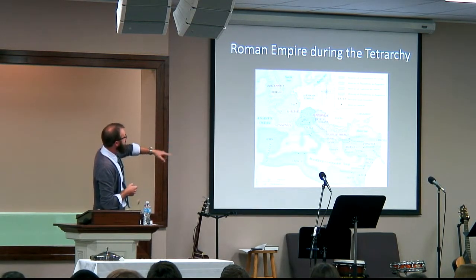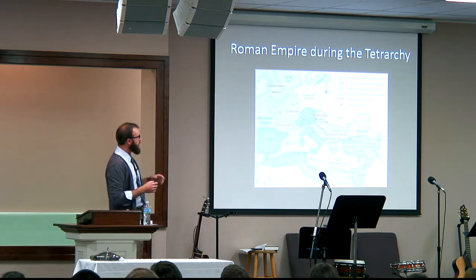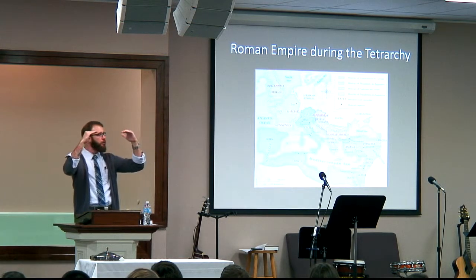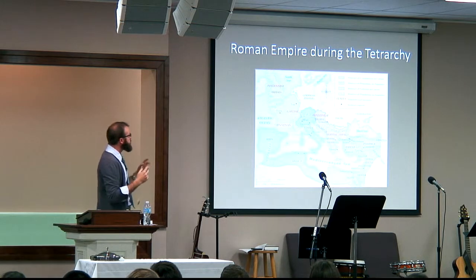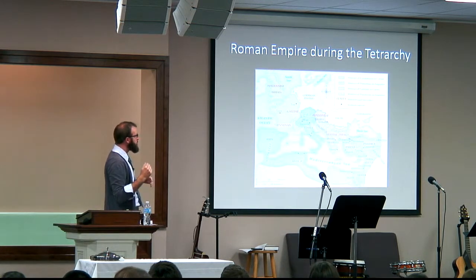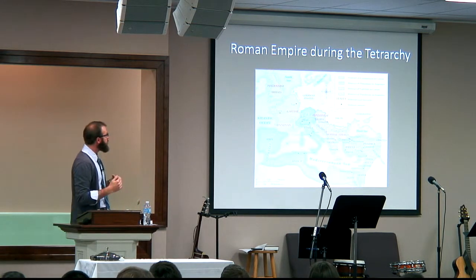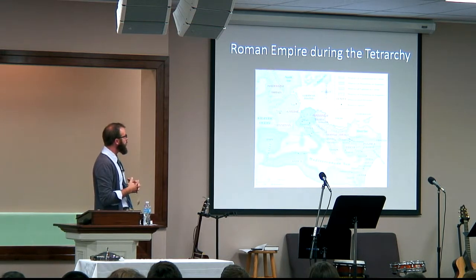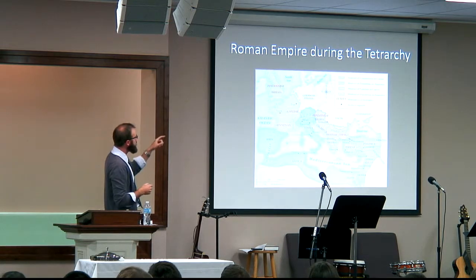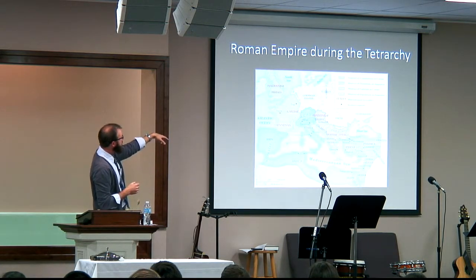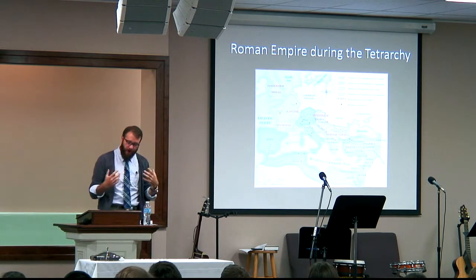And then you have other people. Maximian is going to be the other Augustus, or top-level emperor. And then you have two Caesars, one of them is going to be Galerius, who's the pagan who helps Diocletian institute the Great Persecution. And the other one is going to be Constantius Chlorus, who is going to reign in France and Britain. And so we have this divided form of government.